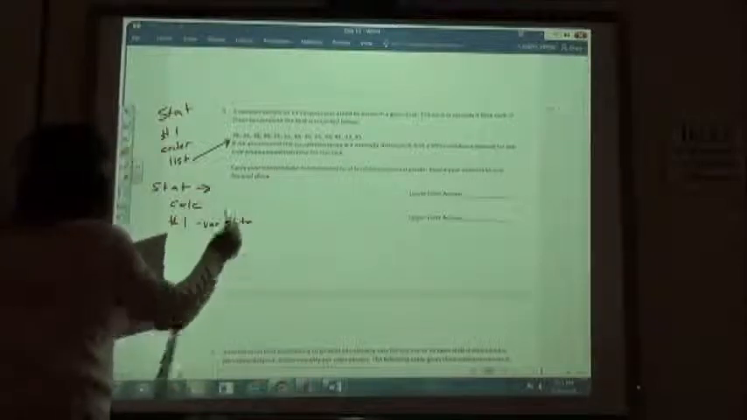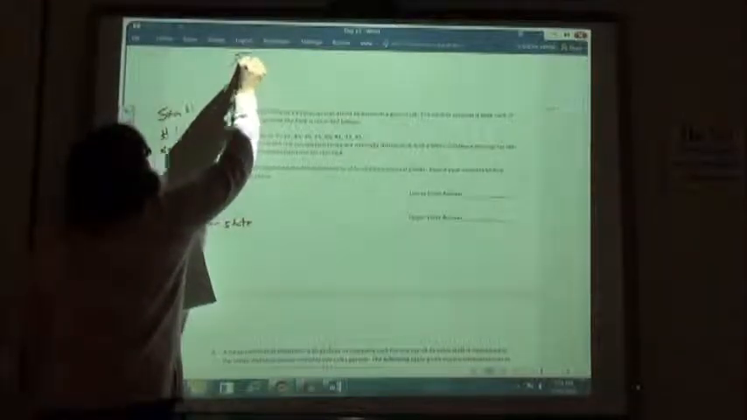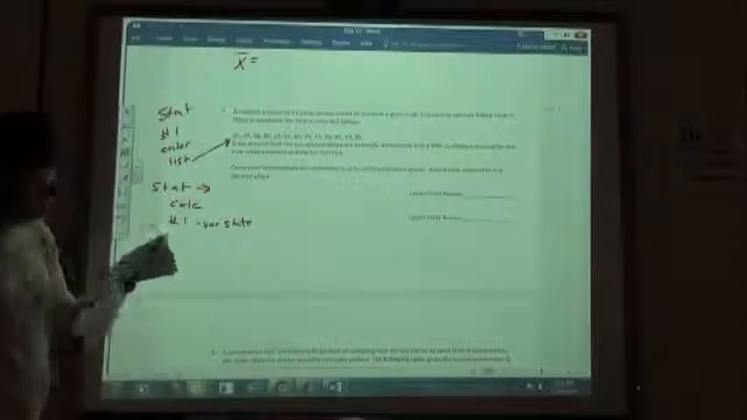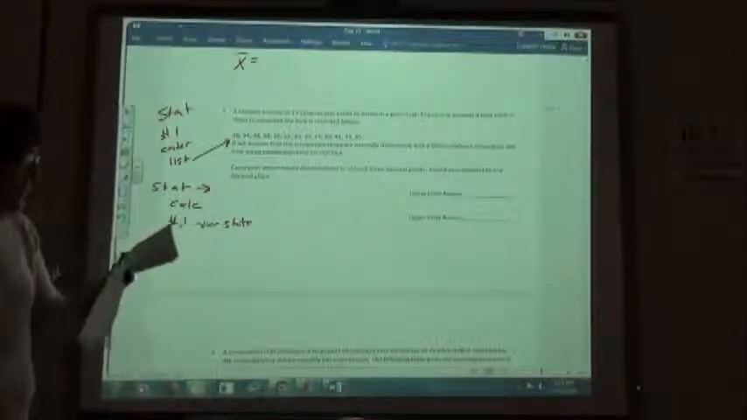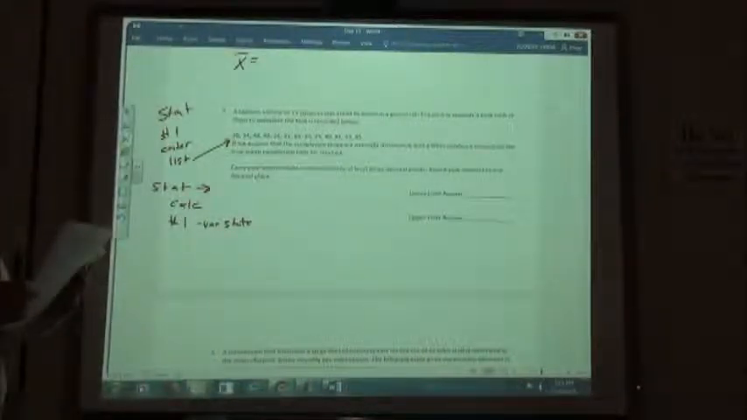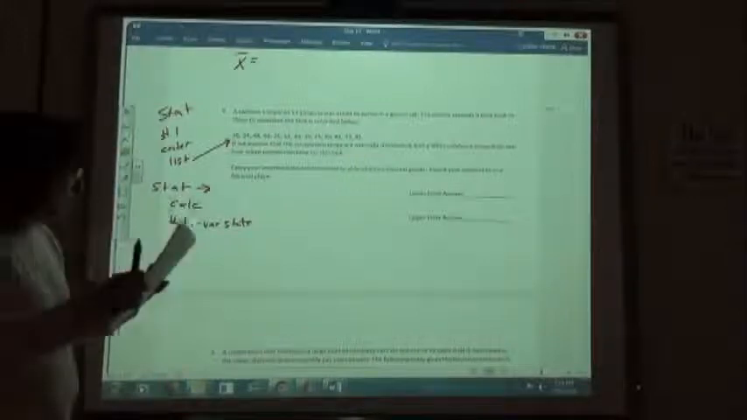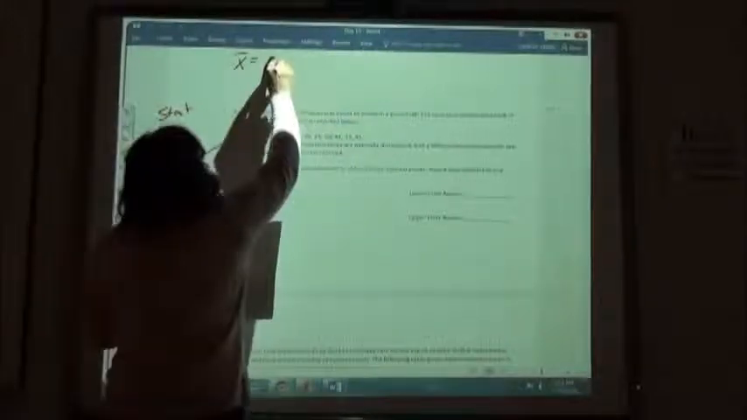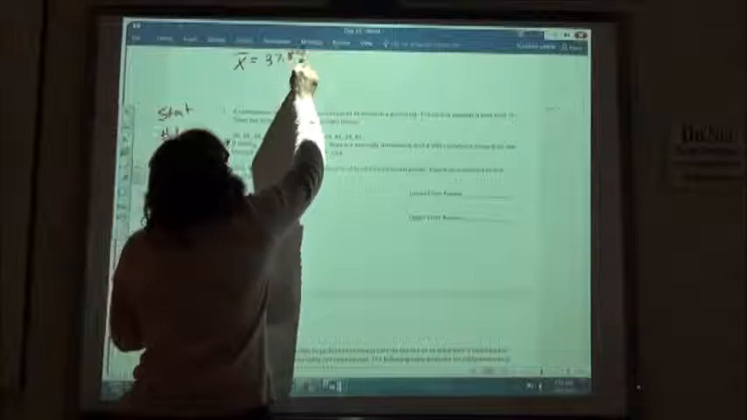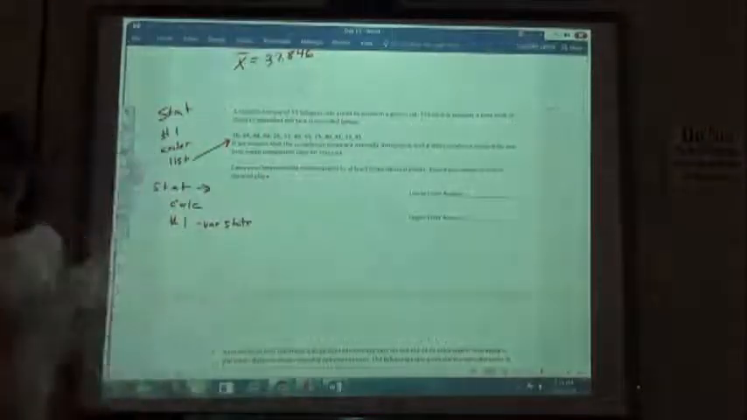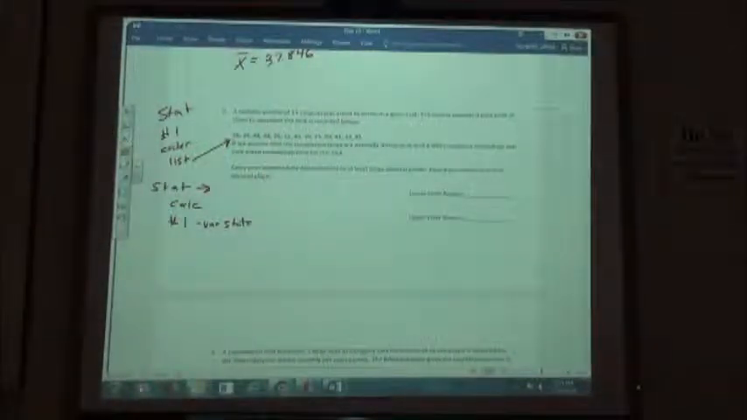All right, so it tells us there that our mean value, if we look at our statistics, I'm going to write it up here. X bar, our mean is 37.846. That's how far I went. 37.846. You got that number?